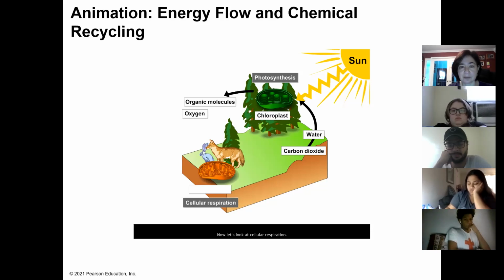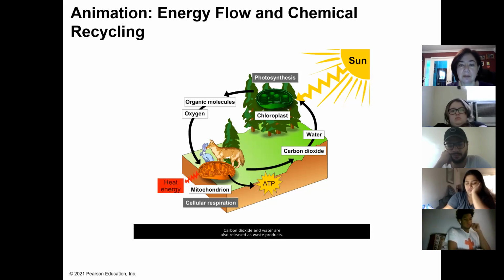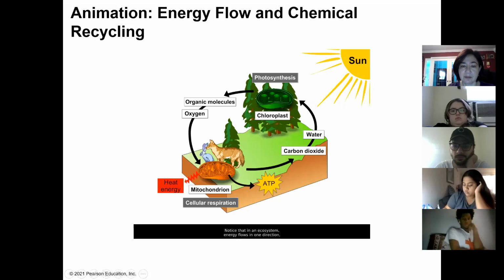Now let's look at cellular respiration. In eukaryotic cells, many of the steps of cellular respiration take place in mitochondria. Organic molecules and oxygen from photosynthesis are used in cellular respiration to generate ATP, which powers the work of the cell. During cellular respiration, some energy is released as heat. Carbon dioxide and water are also released as waste products. They are recycled as the raw materials for photosynthesis. Notice that in an ecosystem, energy flows in one direction, from sunlight to chemical energy in molecules to heat. In contrast, chemicals cycle between organisms and the physical environment.